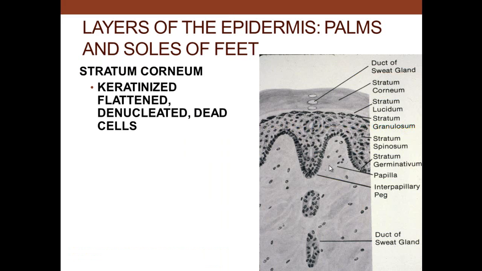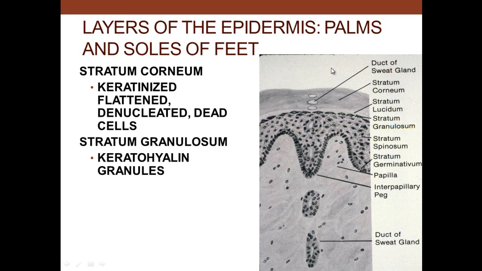So there's different layers of skin, and we can see those in the palms or soles of your feet. And the top layer, the outer layer, is the stratum corneum, and it's keratinized, flattened, denucleated dead cells. So these are dead cells that are the most differentiated ones that ultimately will be sloughed off. The next layer down is the stratum granulosum, with granules that you can see, and that's the keratohyalin granules. And the keratohyalin granules are mostly the intermediate filaments, which is what persists in the digested cells.